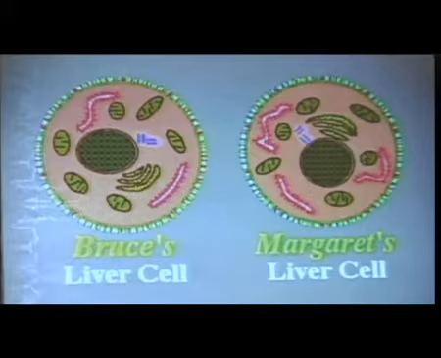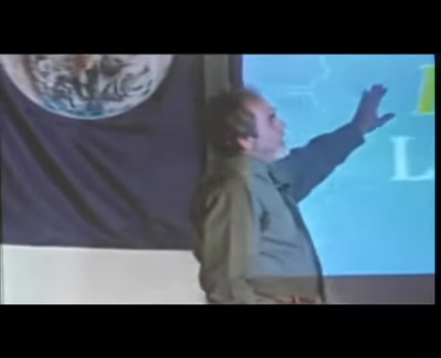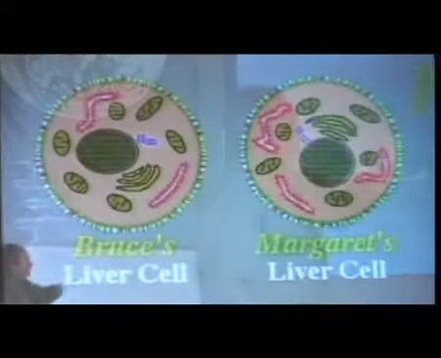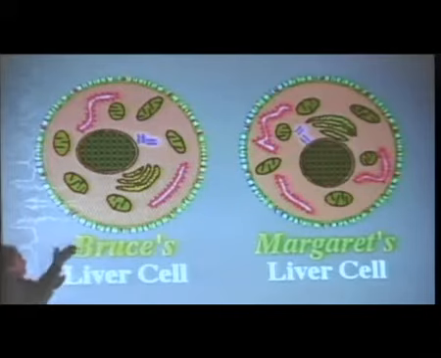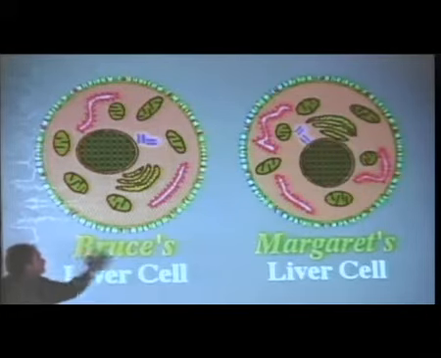So all of a sudden they say, where's the self? What is the self? What makes you, you, and the person next to you not you? Protein, so I'm going to get to it. I use 2 cells, Bruce's and Margaret's. I use 2 liver cells because 99% of the cell is liver in function. 99% of the cell is exactly the same as Margaret and Bruce. They're both the same.